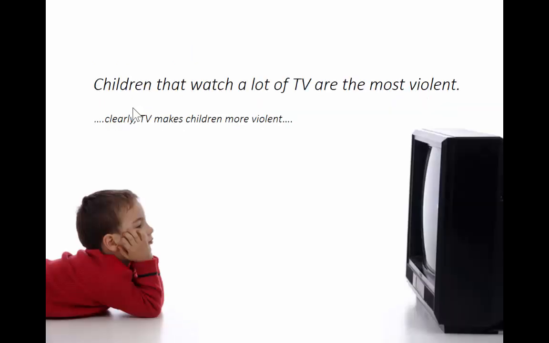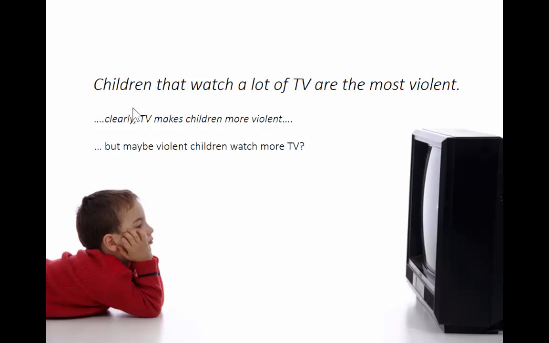For example, let's say somebody finds that children who watch a lot of TV are more violent. This could be a finding, a paper that a colleague of mine writes. And then the media comes along and says, clearly TV makes children more violent. Is that really the case? Well, we don't know. It could as well be the other way around. It could be that violent children watch more TV. Both of these things would lead to the association that we have, that children who watch a lot of TV are more violent.